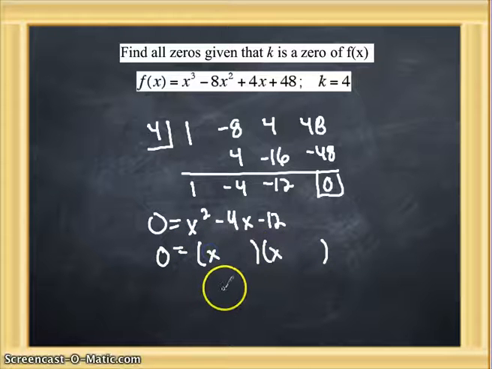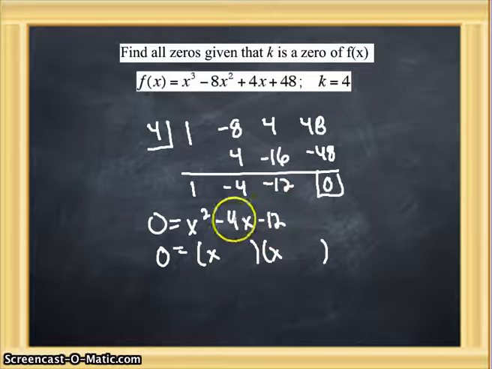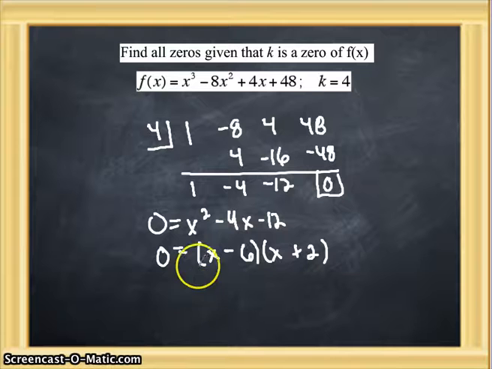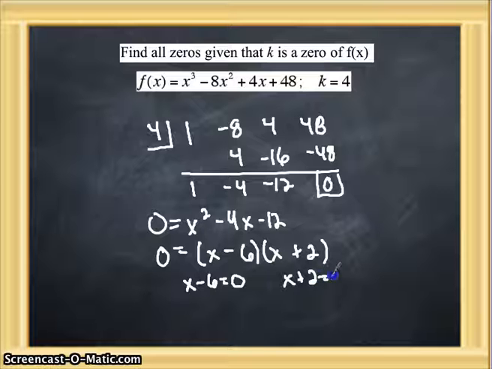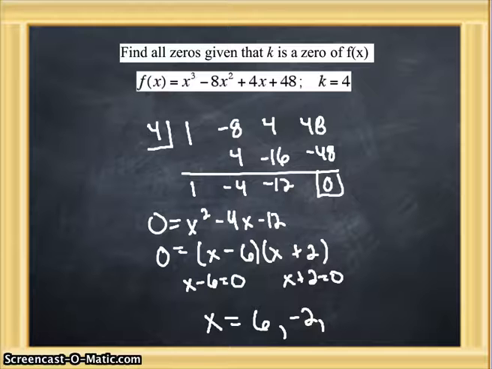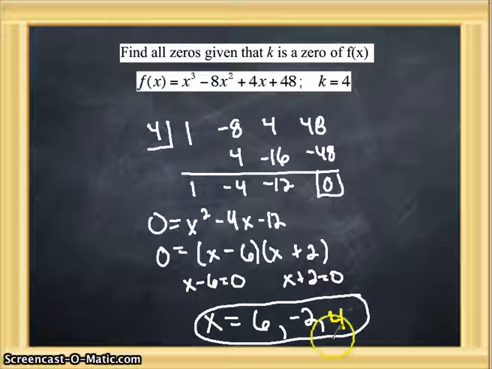I've got x and x. What multiplies to negative 12 and adds to negative 4, I believe, is negative 6 and 2. And if I separate the two parts, x minus 6 either equals 0 or x plus 2 equals 0. So my zeros of my function are 6, negative 2, and of course don't forget your original 4 up there, we found all of the zeros of my function. Plug any of those three numbers into my original function, and it should give us 0.